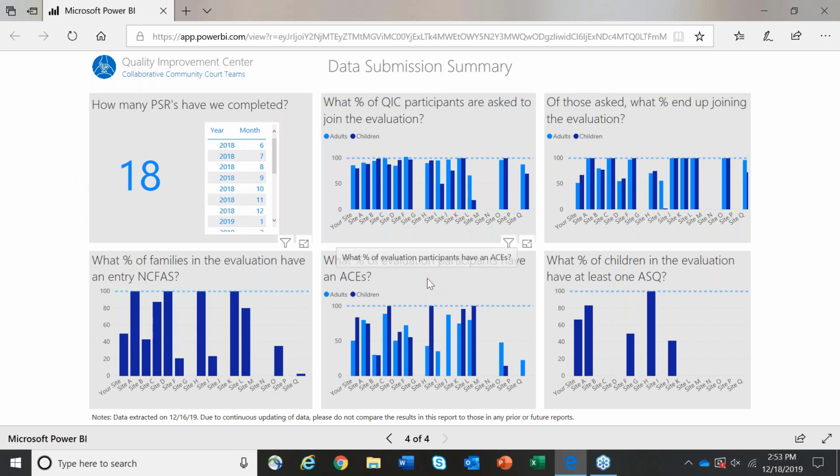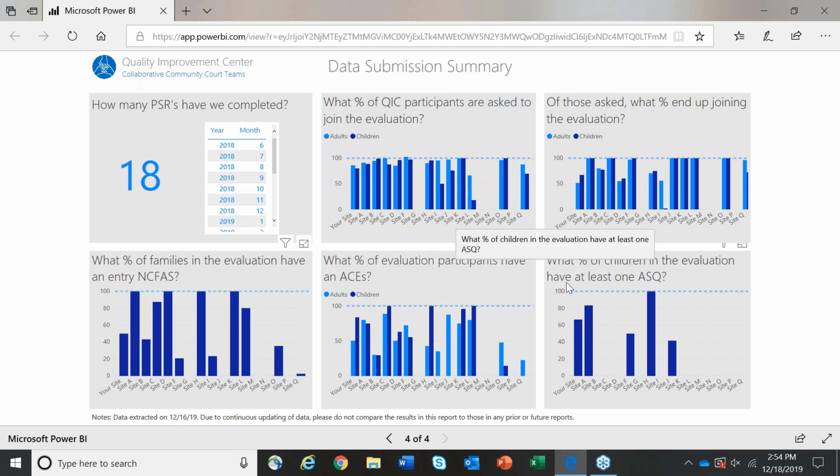And then the ACEs here. This shows the percent of adults and children that have an ACEs, again, out of those who agreed to be in evaluation and were enrolled on or after May 1st when we launched the REDCap system. This is also something we'd like to see pretty close to 100%. So if you're having any difficulty with submission rates, it's another good thing to talk to your evaluation liaison about.